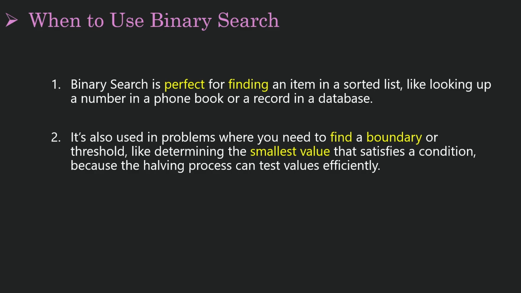When to use binary search. Binary search is perfect for finding an item in a sorted list, like looking up a number in a phone book or a record in a database. It's also used in problems where you need to find a boundary or threshold, like determining the smallest value that satisfies a condition, because the halving process can test values efficiently. You'll see it in challenges requiring fast searches or optimizations on sorted data.